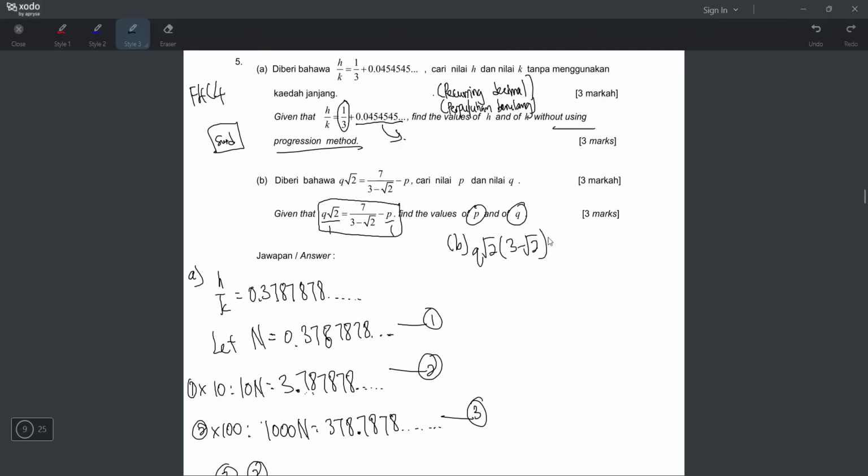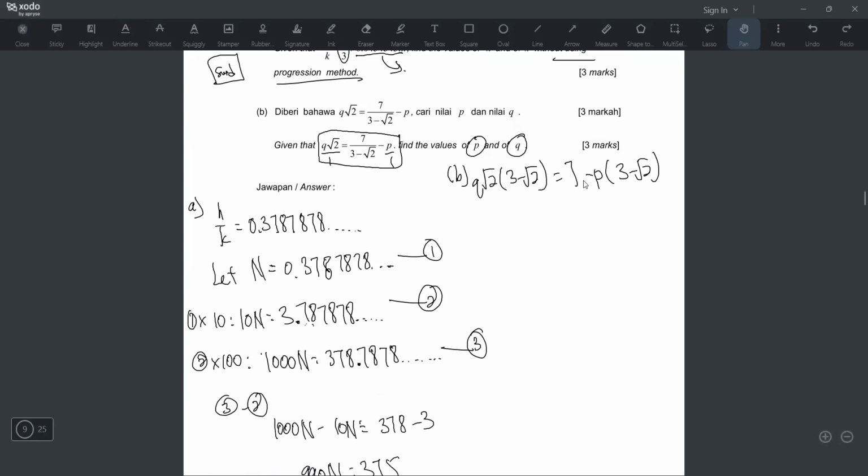And the reason I'm doing this is because I want to get rid of the fraction. Saya nak hilangkan pecahan. Ya, sebab kalau ada pecahan susah nak pindah kan. So bila dia jadi satu baris macam ni, tak ada pecahan, dia jadi senang lah. Alright, so let's try to expand.